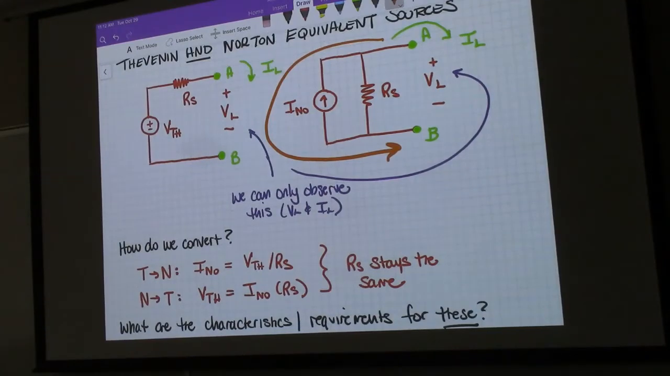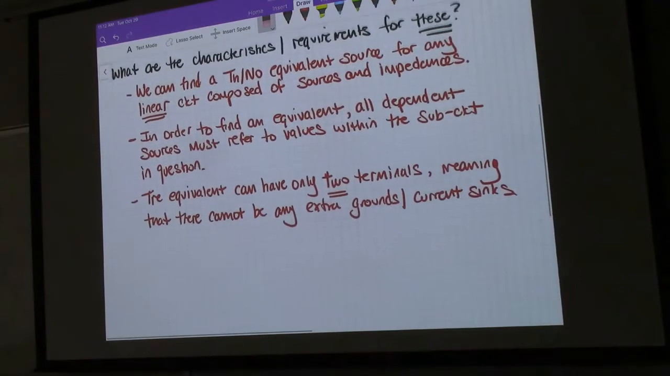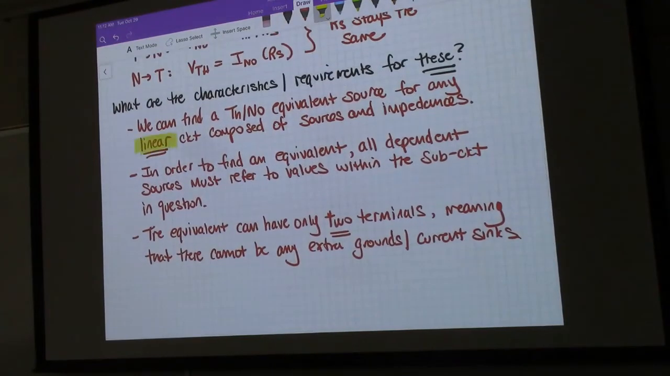So that's okay. So the main words here: linear circuit, must refer to values within the subcircuit in question, and it can only have 2 terminals.